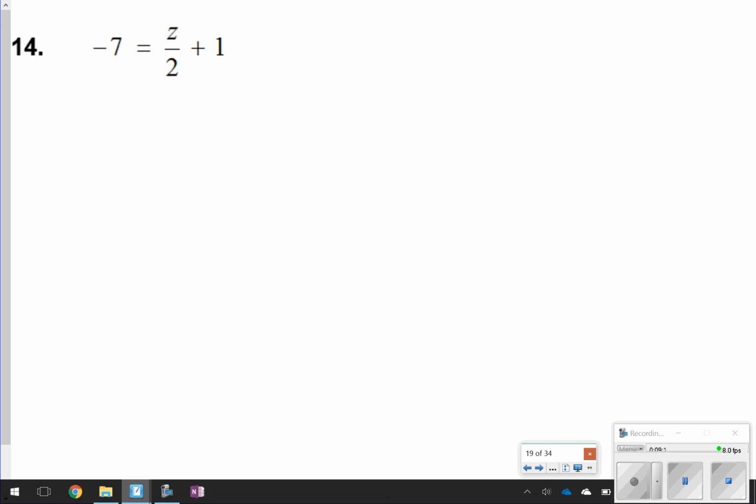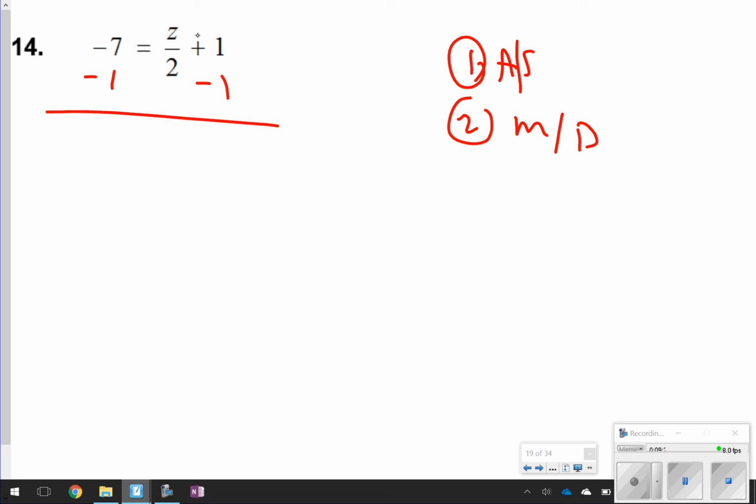14, again, same thing. Add or subtract first, and then multiply or divide. So I'm going to subtract 1, being careful here, because negative 7 and negative 1 give me negative 8 is equal to z over 2. And then I'm going to multiply both sides by 2. So z is equal to negative 16.